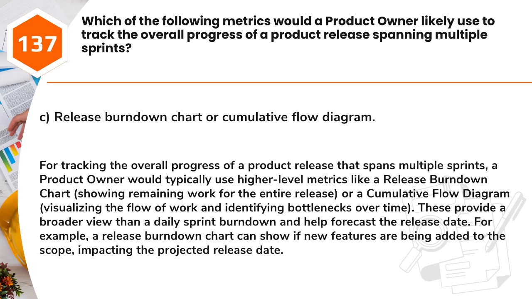Answer: C. Release burn-down chart or cumulative flow diagram. For tracking the overall progress of a product release that spans multiple sprints, a product owner would typically use higher-level metrics like a release burn-down chart, showing remaining work for the entire release, or a cumulative flow diagram, visualizing the flow of work and identifying bottlenecks over time. These provide a broader view than a daily sprint burn-down and help forecast the release date. For example, a release burn-down chart can show if new features are being added to the scope, impacting the projected release date.